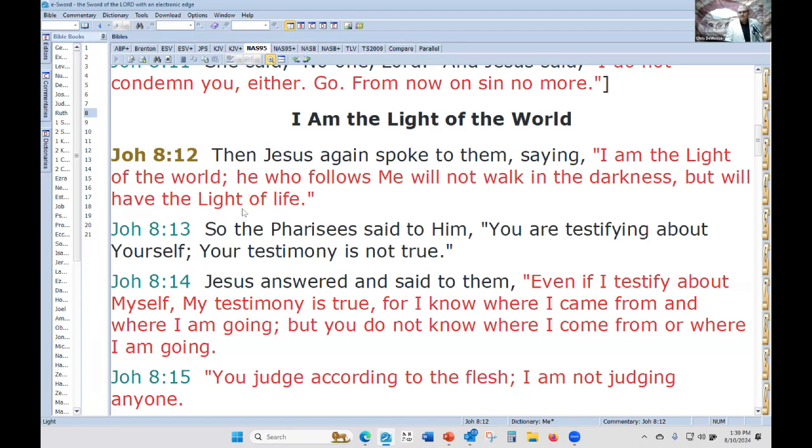And then you go back to Revelation, and there shall be no night there. They shall have no need of a lamp or light of the sun, because Yahweh Elohim shall give them light, and they shall reign forever and ever. That's a good one. All right. Very good.